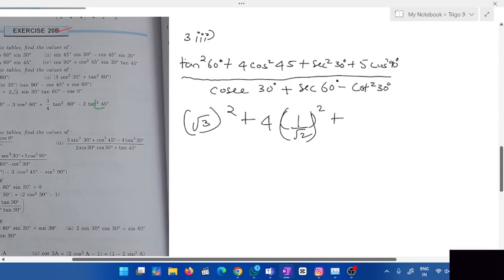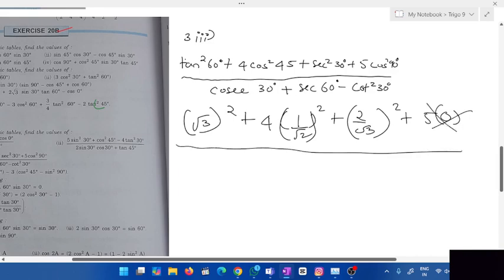See, sec 30 is nothing but the reciprocal of cos 30. Cos 30 is root 3 by 2, so this is 2 by root 3, the whole square, plus 5. How much is cos square 90? 0. 5 into 0 is 0. This becomes 0.